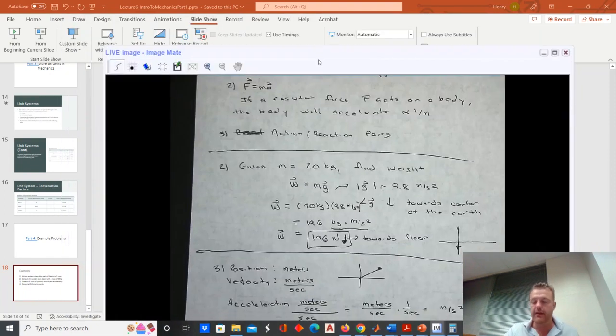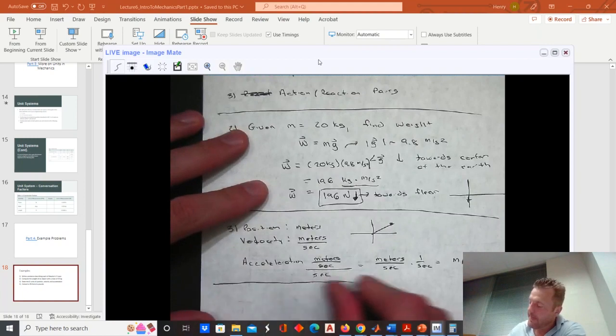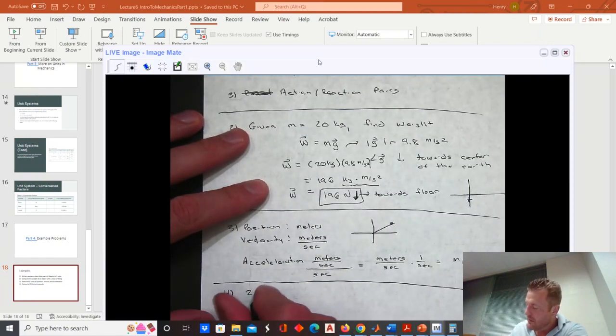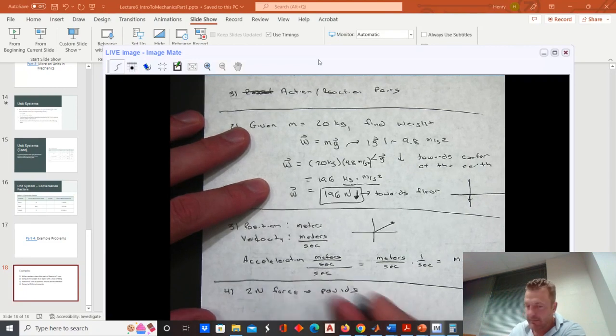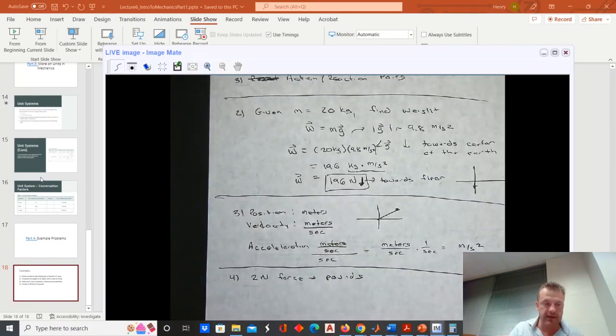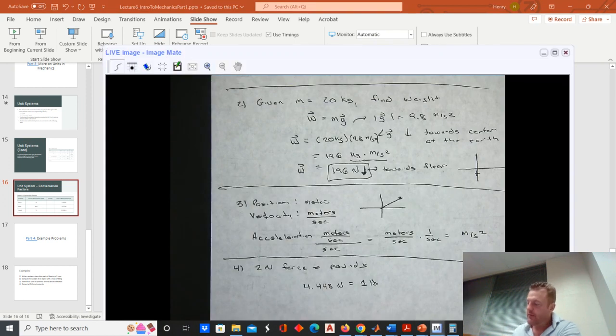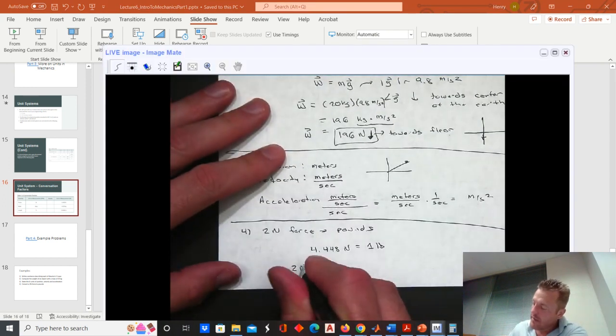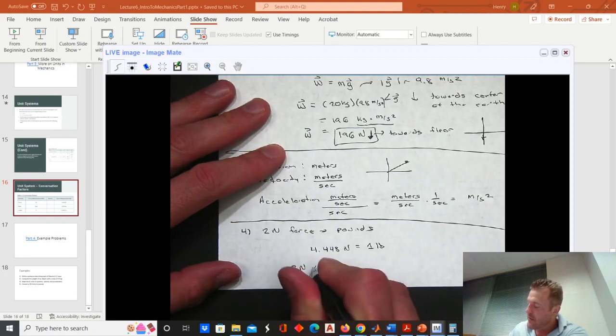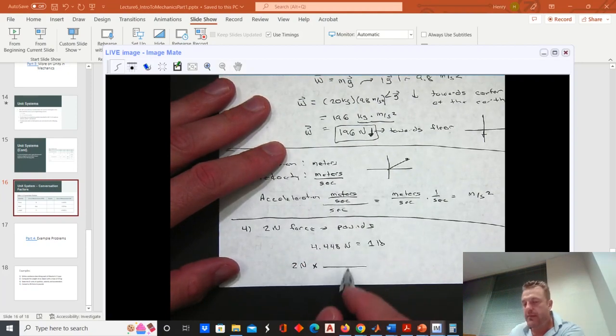And last example here, if we have a 2 newton force and we want to convert that to pounds, how will we do that? Well, we're going to need a conversion factor. And if you go to our slide here, we know that 4.448 newtons is equal to 1 pound. So usually the way that you show this in dimensional analysis is to take the original quantity you have, which is 2 newtons, and we're going to multiply by a conversion ratio where the actual amount in the top and the bottom is the same.